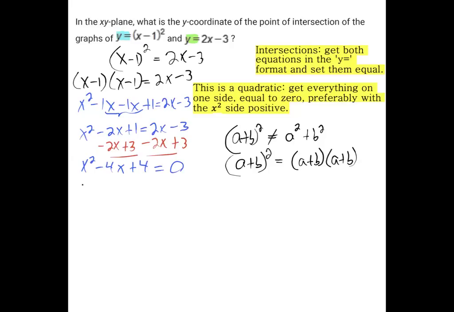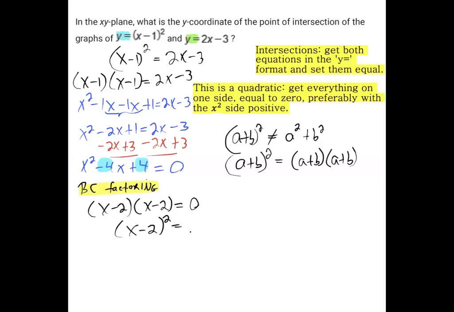Now this is a BC quadratic, and we're doing BC factoring, where we need our two numbers that add to B and multiply to C. So we need two numbers that add to -4 and multiply to +4. And the two numbers that do that are -2 and -2. So we could write it like this, or we could write it like this, because x minus 2 times x minus 2 is x minus 2 squared.